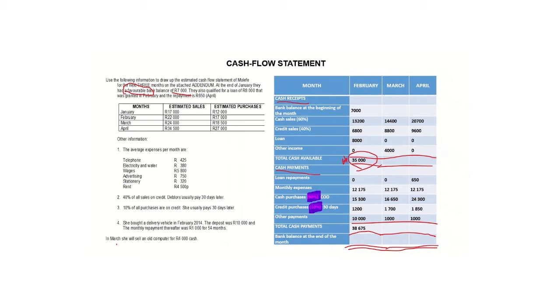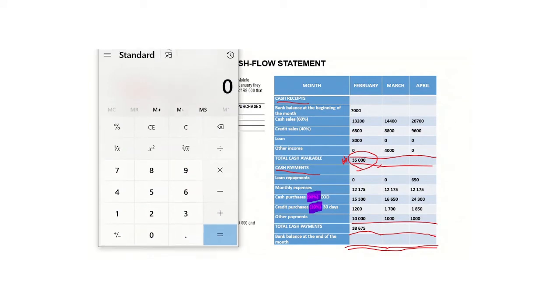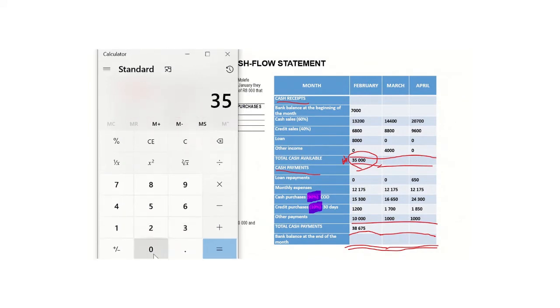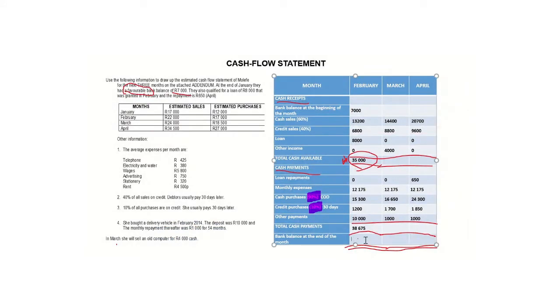Bring back my calculator. 35,000 minus 38,675 gives you 3,675. So 3,675 is what we have. Now, here, if it's a negative, you put it in brackets to show that you are working on overdraft.